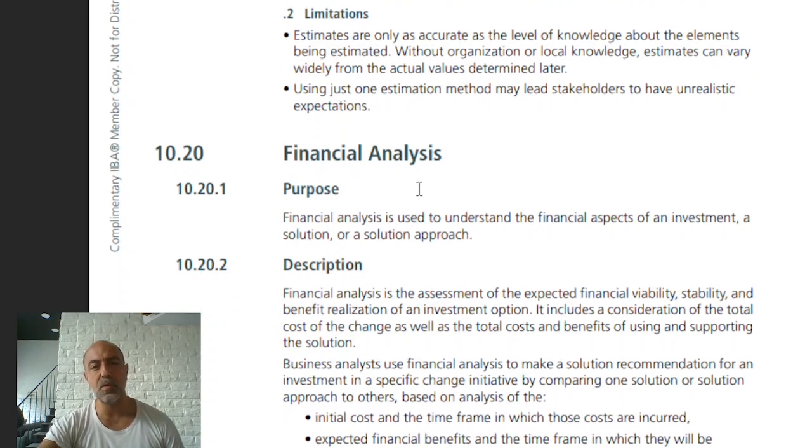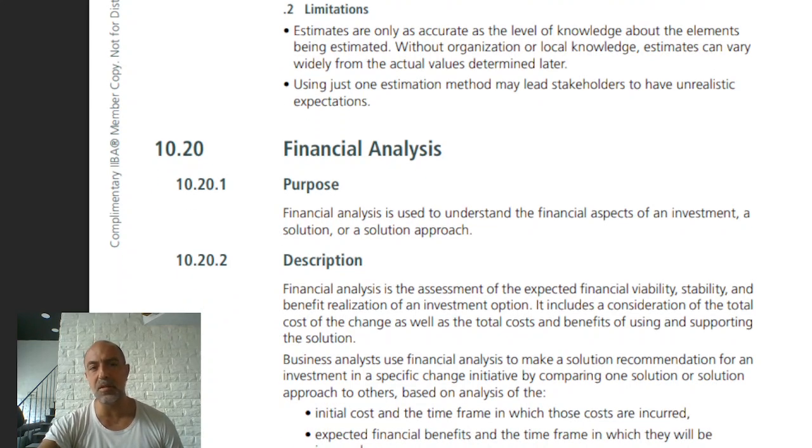Financial analysis. Look at that. We're done. Yay, estimates.